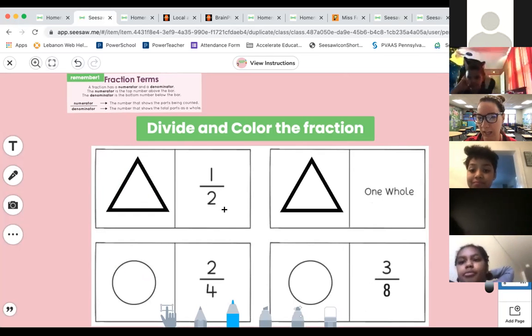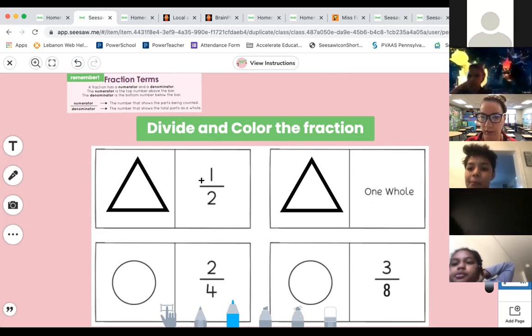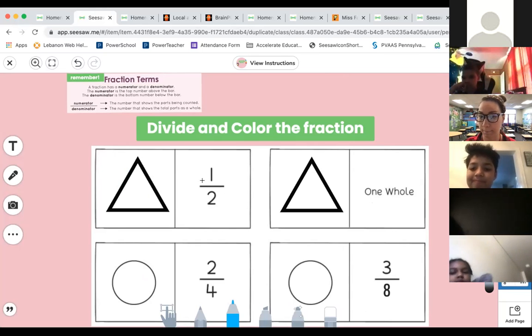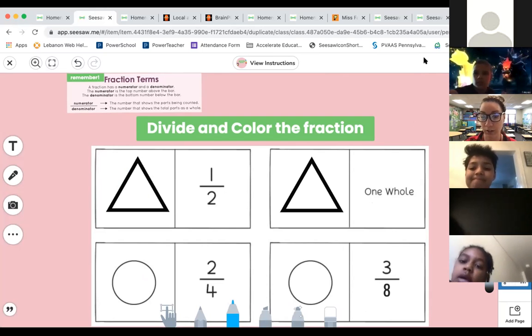You're also going to divide and color these ones. Again, triangles are hard. They're like half circles. Just do your best with them, okay? Any questions on how to do this stuff? Yeah, I have a question on that page.